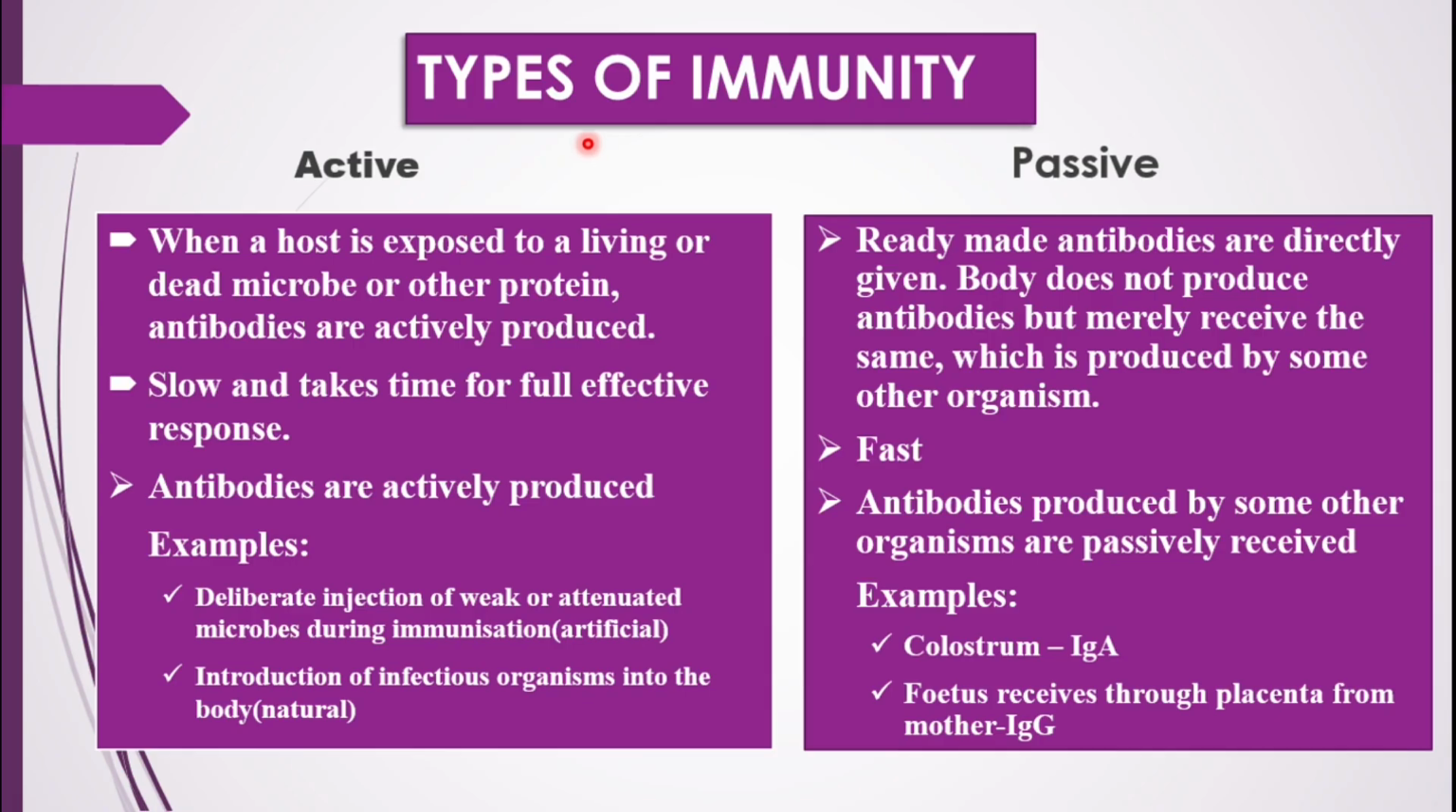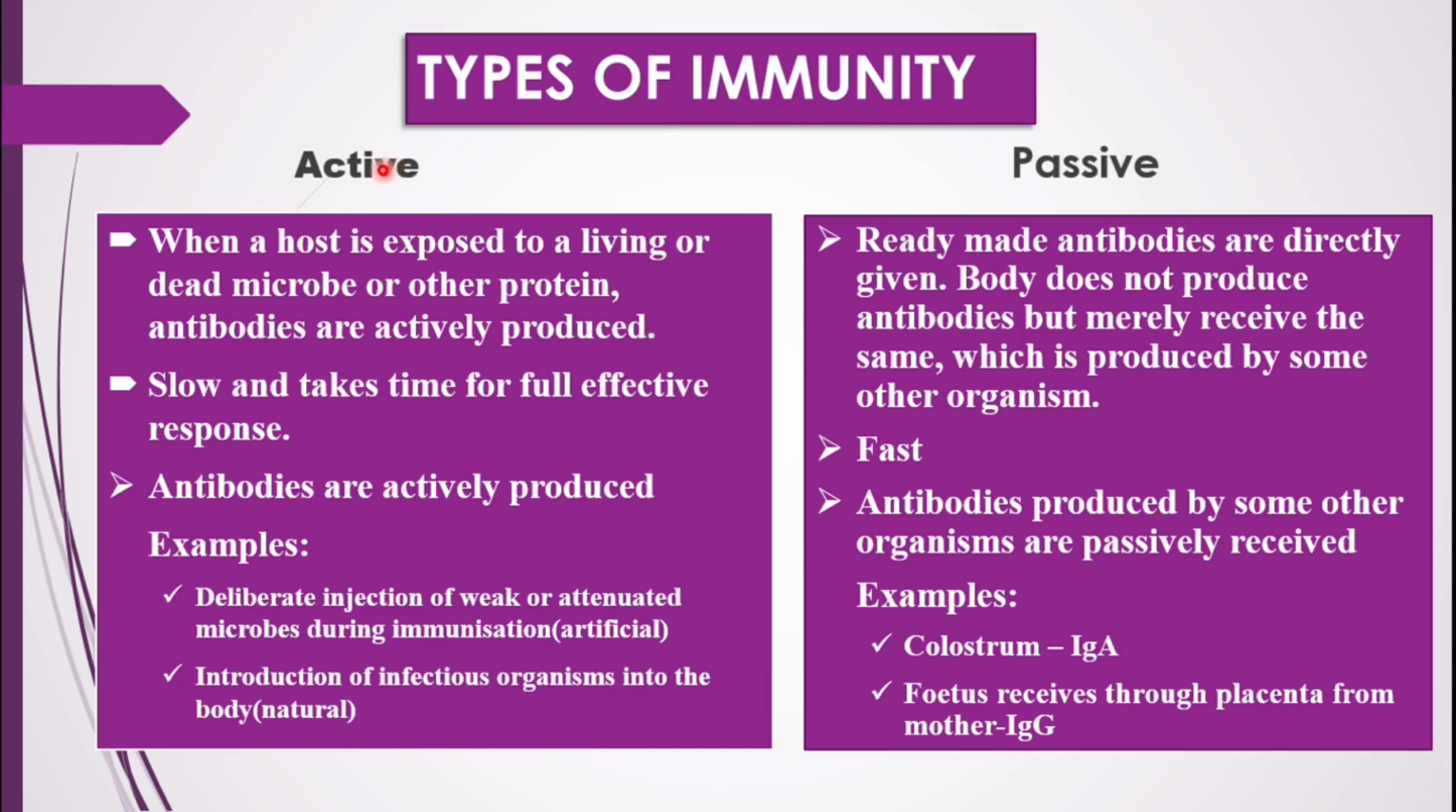Let us now discuss different types of immunity. We have already studied inborn immunity, innate immunity, as well as acquired immunity. Other than those two types of immunity, our body also has two other types of immunity which we develop. One is known as the active immunity and the other is the passive immunity. Let us see what is the difference between active and passive.